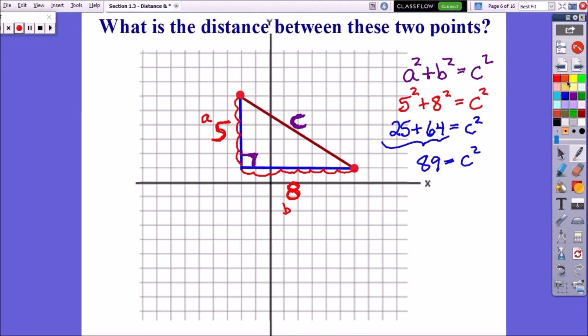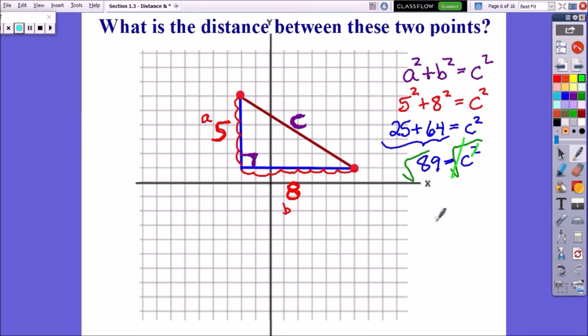We got to do one more algebraic step here because we need to get rid of the square on the C. And so we need to do its inverse operation, just like subtracting is the inverse operation of adding and multiplying is the inverse operation of dividing. What is the inverse operation of squaring? And that would be square rooting. So algebraically, we need to square root both sides. And then the square and the square root cancel each other out. That's why they're inverse operations of each other. And then the square root of 89.